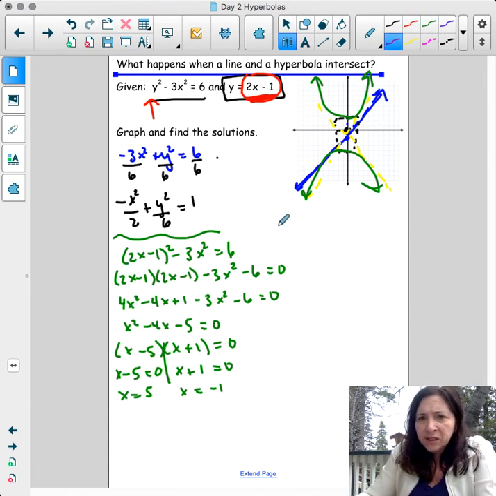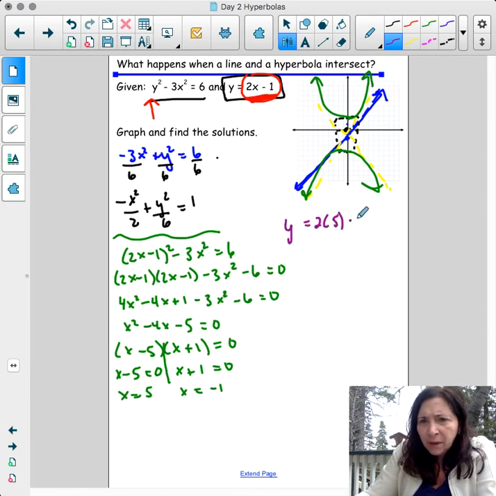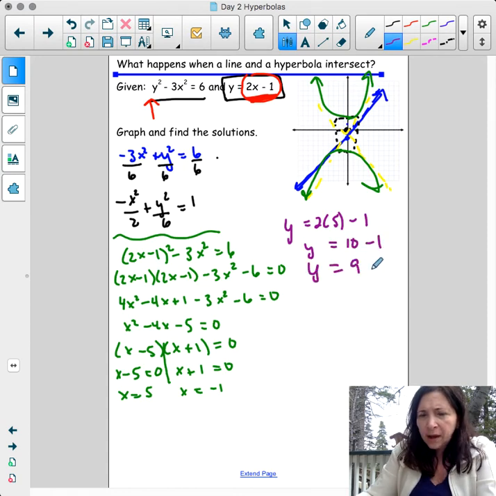So I'm going to plug them into my y value. It looks like plugging in x equals 5, I'm going to get y is equal to 2 times 5 minus 1. So that's y is equal to 10 minus 1. So y is equal to 9.